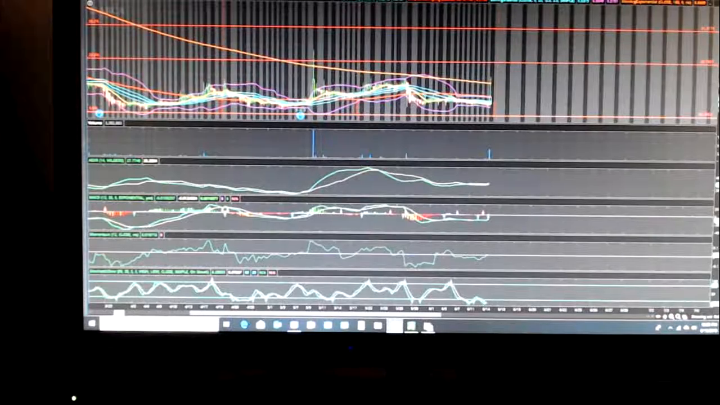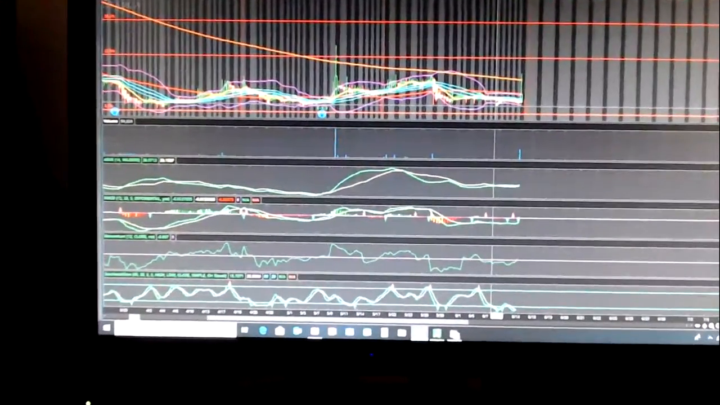I just wanted to go over a few potential breakouts coming up here. I am looking at ABIO. ABIO is a penny stock, and I'm going to show you some of the indicators that I'm looking at, that way you can see what we do here.